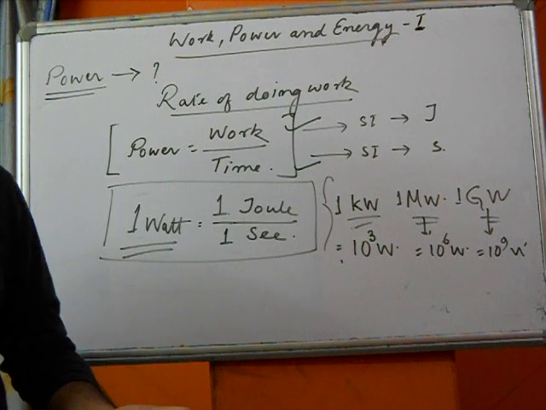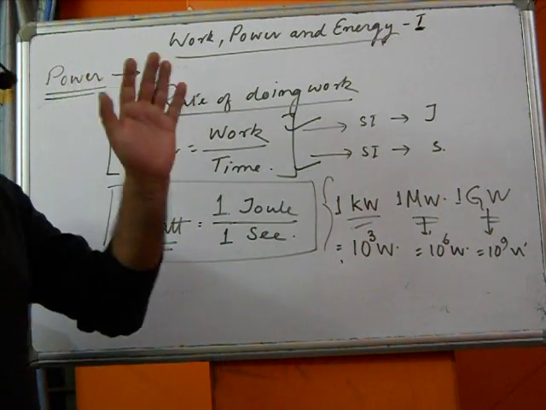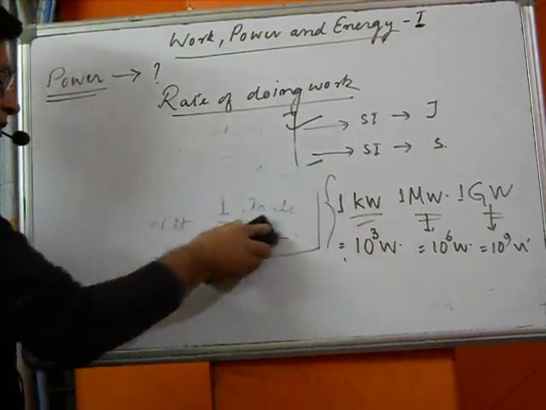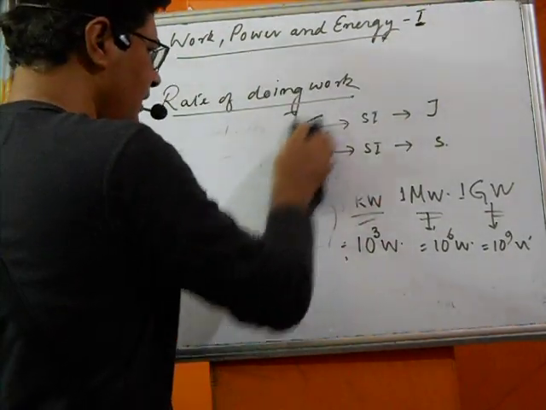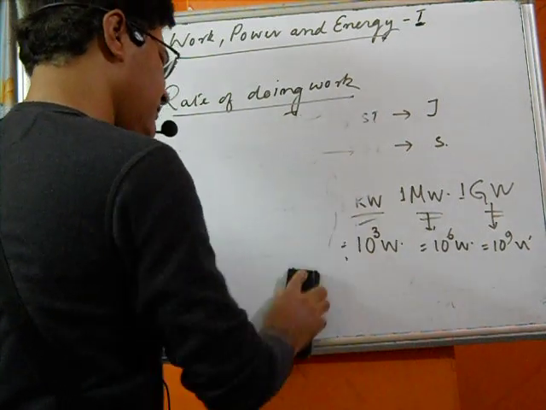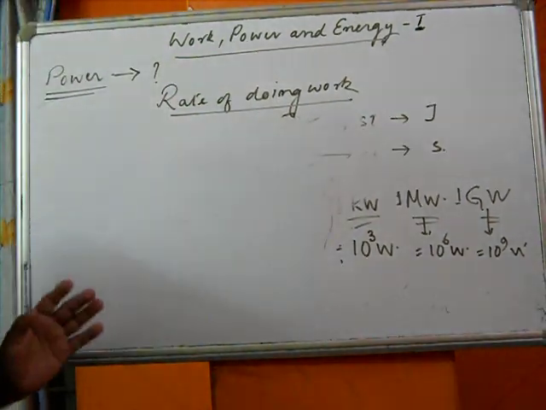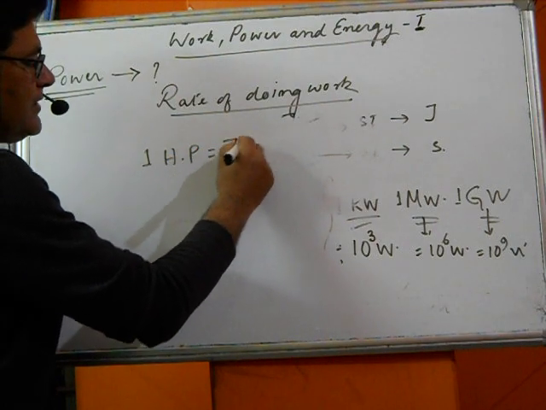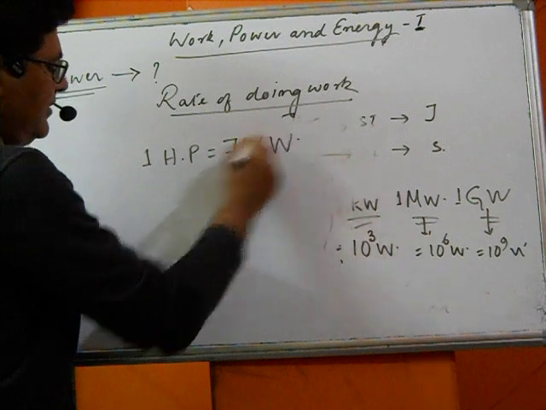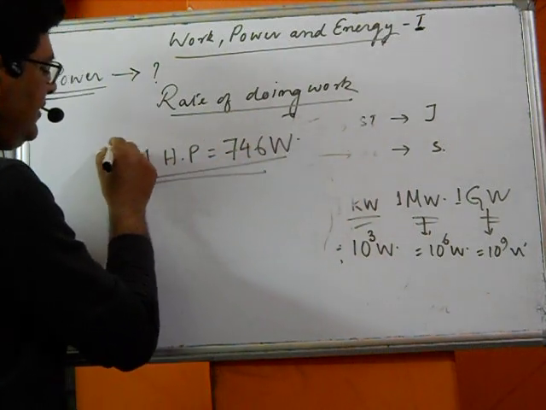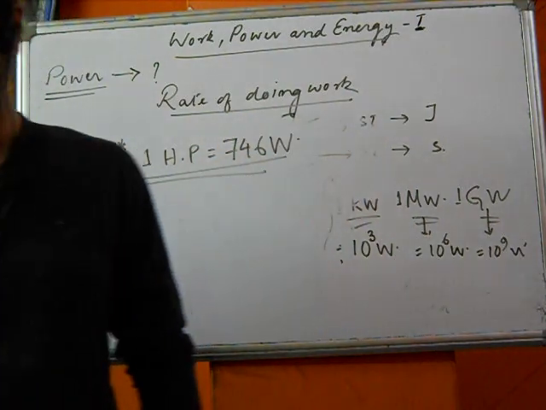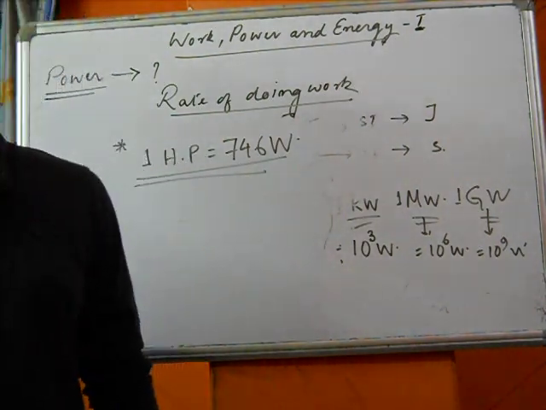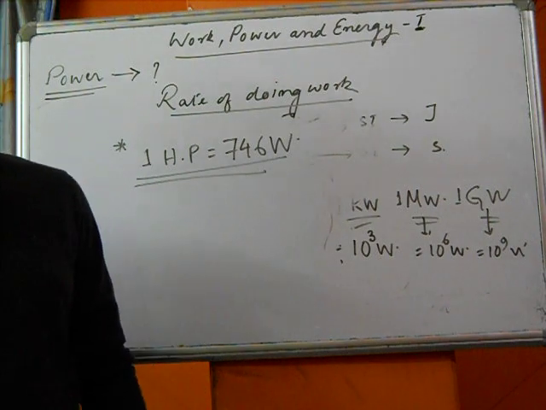Now, one of the most commonly used units is horsepower. What is horsepower? Horsepower or HP. 1 HP equals 746 watt. Please remember this. Very important. This is one of the most commonly used units, especially in mechanical engineering. 1 horsepower equals 746 watt.